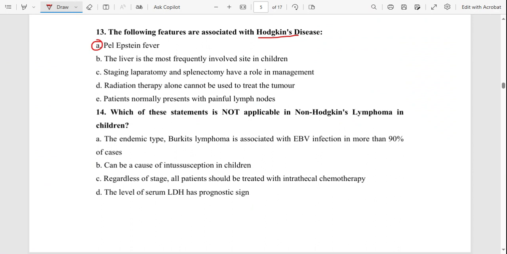Oh, the alcohol induced pain in the lymph nodes. Yeah, if someone is taking alcohol, they start having this pain in the lymph nodes, alcohol induced lymph node pain.